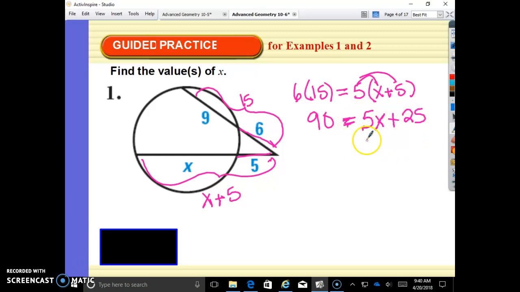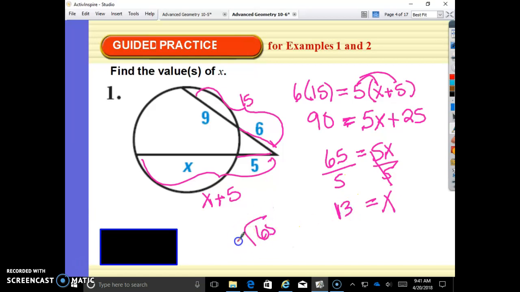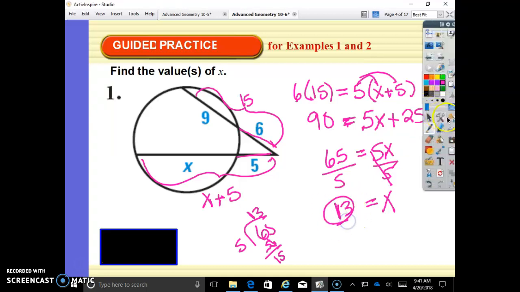Alright, so I'm going to subtract 25 from both sides. 90 minus 25, 65. Divide by 5. x equals, 5 goes into 65 one time with one left over, so that'd be with 15. 5 goes into 15 3 times, right? Because I'm just doing this in my head. 65 divided by 5. 5 goes in there once with 1 left over. Bring down the 5. 5 goes into 15 3 times, so 13. x is 13.